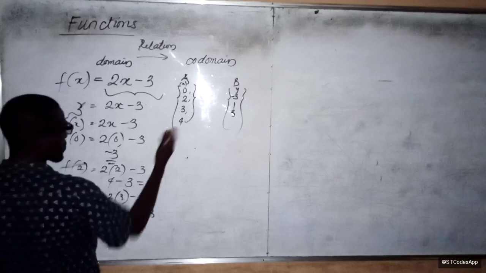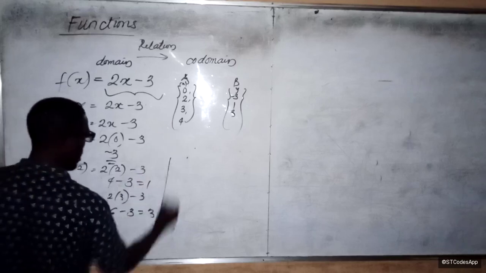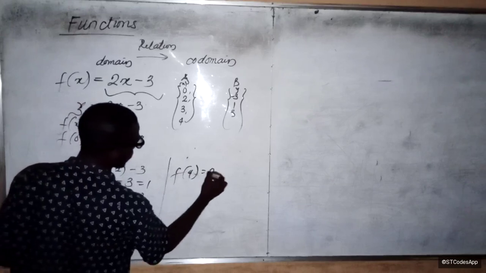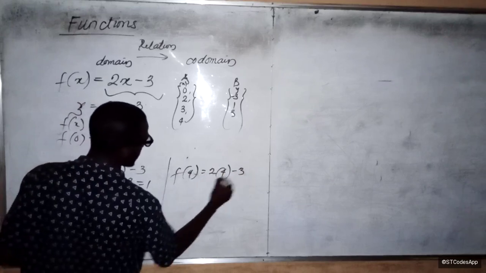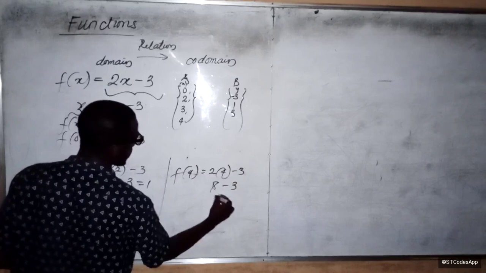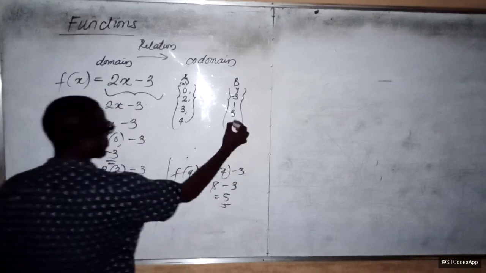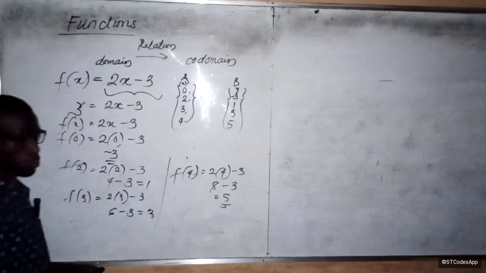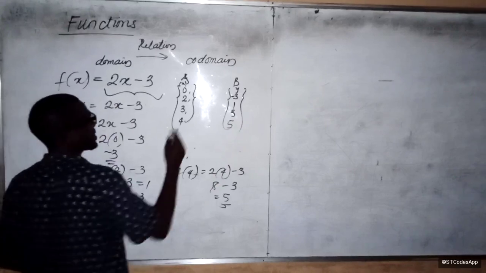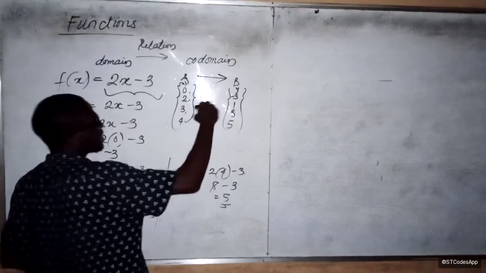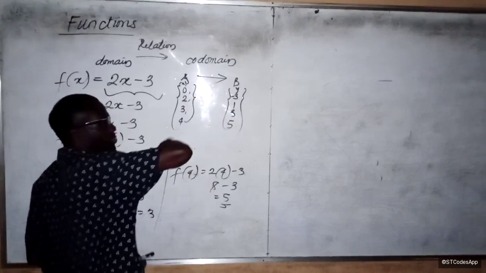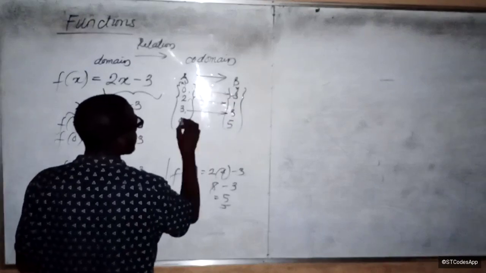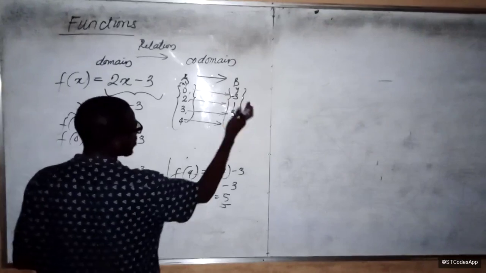Now, when we work on 4, f of 4 is going to be equal to 2 into bracket 4 minus 3, which is 8 minus 3, and that is 5. So what do we have here? This shows us that there is a particular machine that can transform every element here into a specific value in the other place.